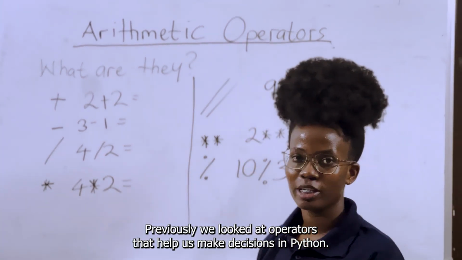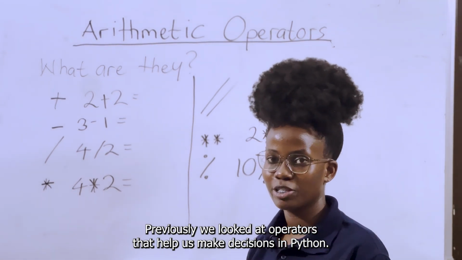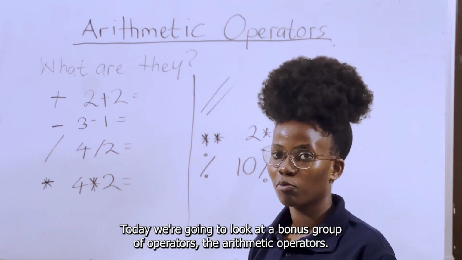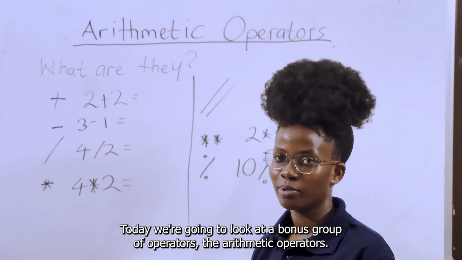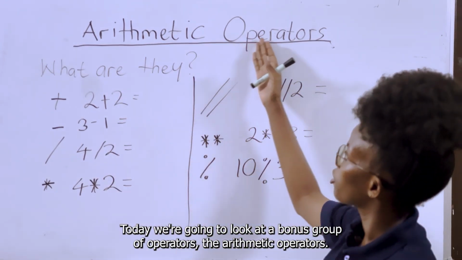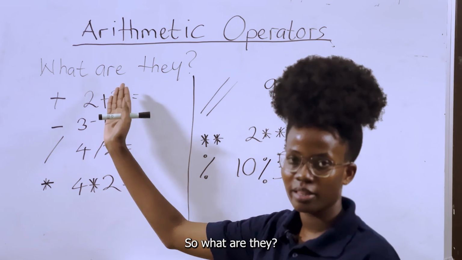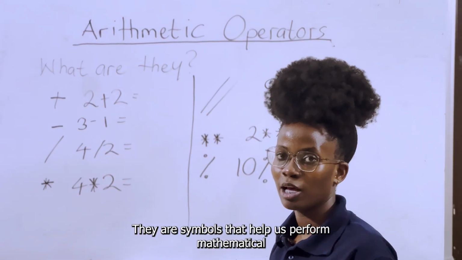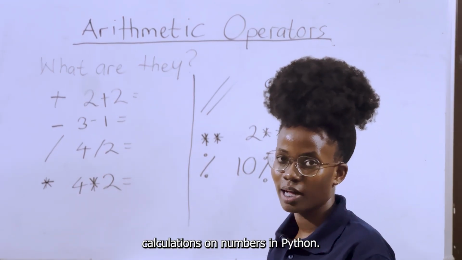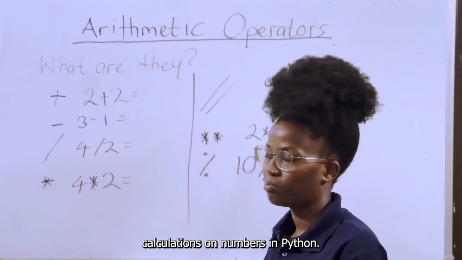Previously, we looked at operators that help us make decisions in Python. Today, we're going to look at a bonus group of operators, the arithmetic operators. So what are they? They are symbols that help us perform mathematical calculations on numbers in Python.